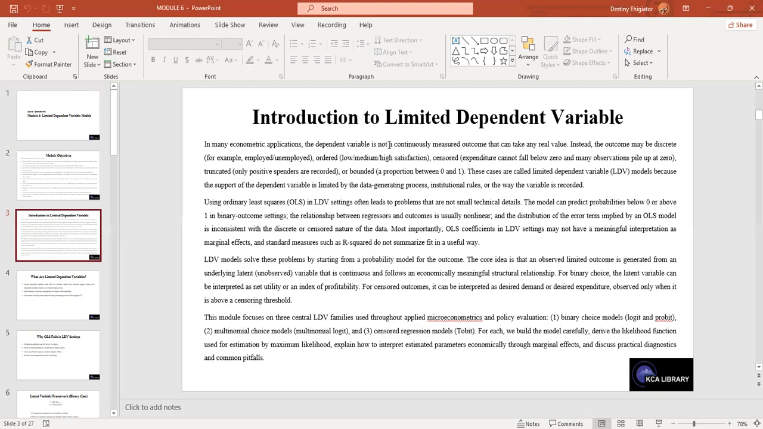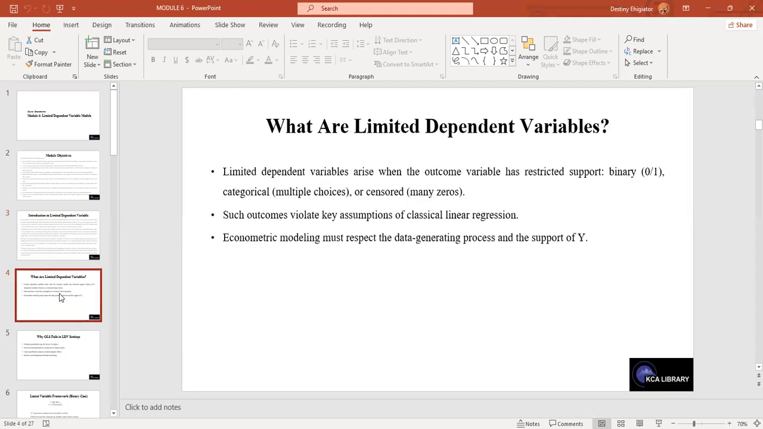microeconomics and policy evaluation. We have 1, binary choice models. We have 2, multinomial choice models. We have 3, censored regression models. Now, what are limited dependent variables? Like I said, they arise when the outcome variable has restricted support. That is, it's a binary 0/1 category, or censored with many zeros, or categorical with multiple choices. Such outcomes violate key assumptions of the classical linear regression. Econometric modeling must respect the data generating process and the support of Y.